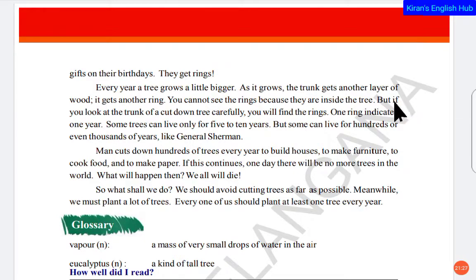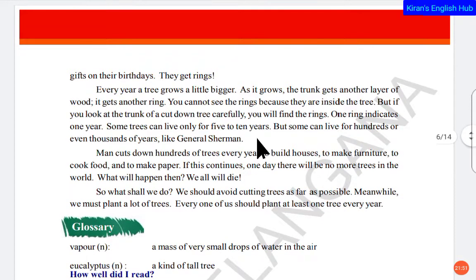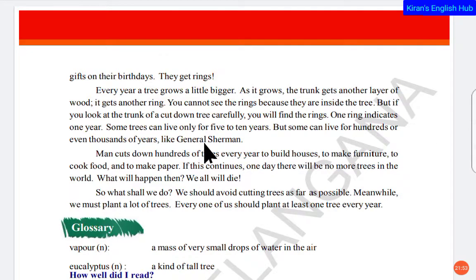But if you look at the trunk of a cut down tree carefully, you will find the rings. Each ring indicates 1 year. Some trees can live for 5 to 10 years. Some trees have a very long life, and some can live for thousands of years, like General Sherman. Previously we came across this term. General Sherman is the tree name, in the USA. Those types of trees can live hundreds and thousands of years.